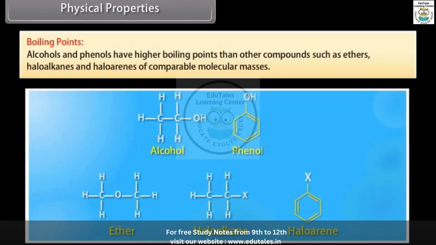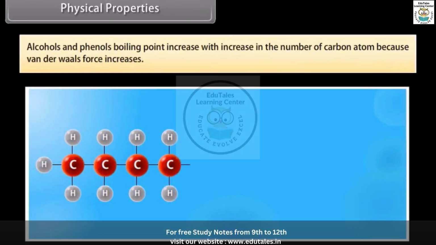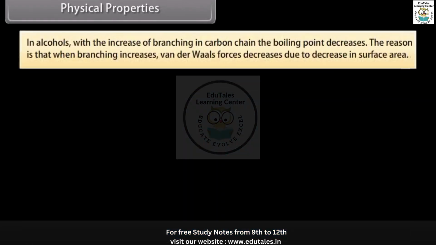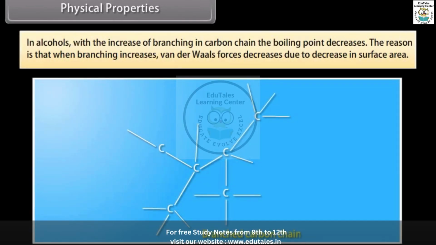Physical properties. Boiling points. Alcohols and phenols have higher boiling points than other compounds such as ethers, haloalkanes and haloarenes of comparable molecular masses. Alcohols and phenols' boiling points increase with increase in the number of carbon atoms because van der Waals force increases. In alcohols, with the increase of branching in carbon chain, the boiling point decreases. The reason is that when branching increases, van der Waals force decreases due to decrease in surface area.